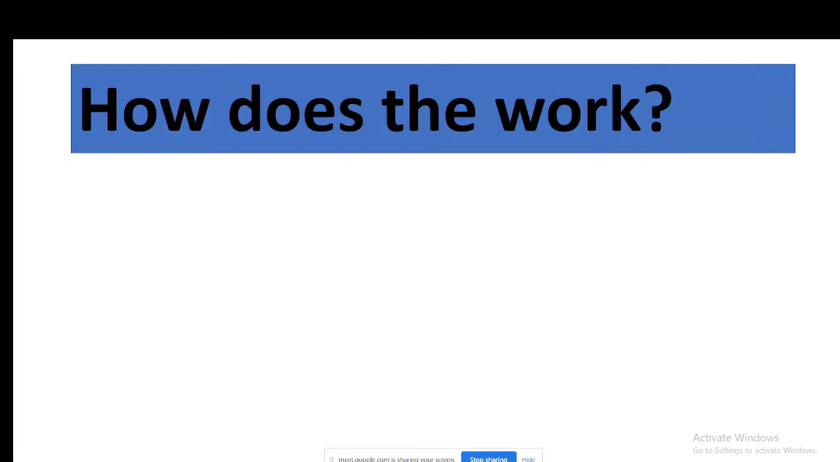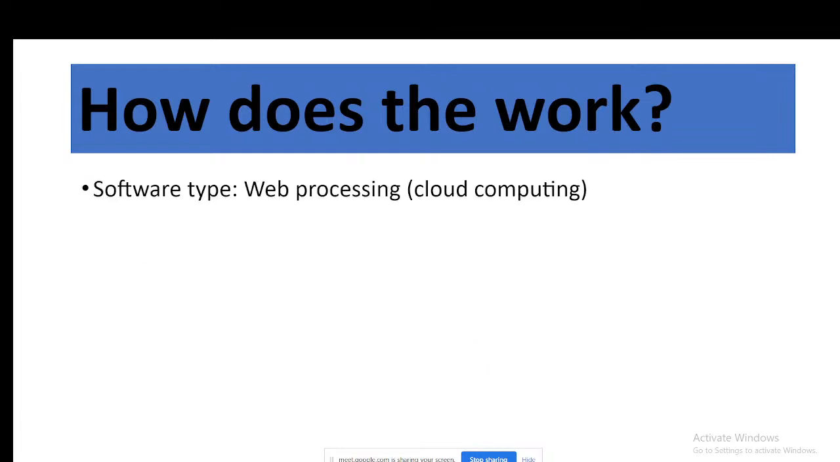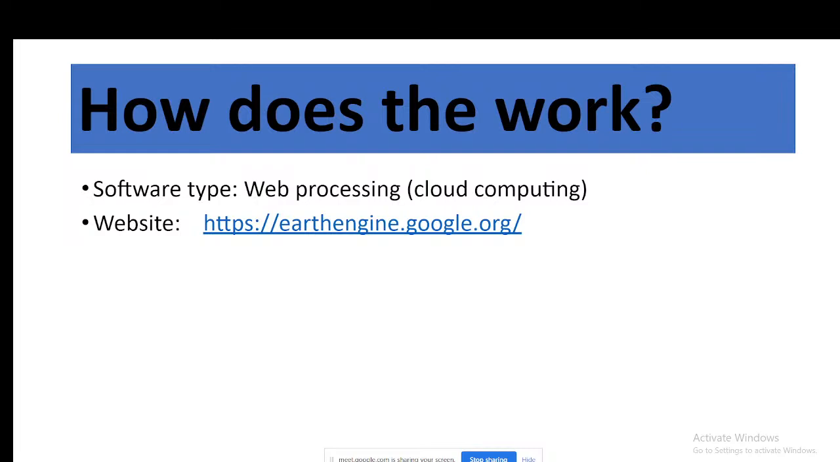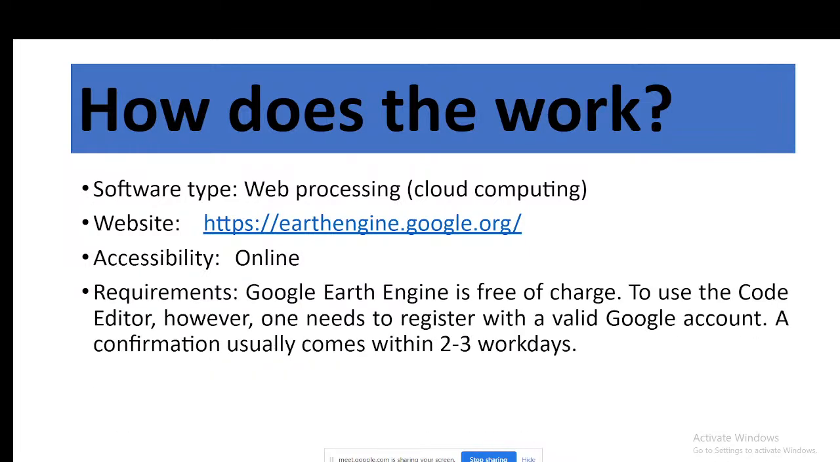Okay. And the software type is web processing or cloud computing. This is the main website, earthengine.google.org, of the Google Earth Engine. As well, its accessibility is online. When you want to work with this platform, you must have an online connection. Your internet connection must be on.